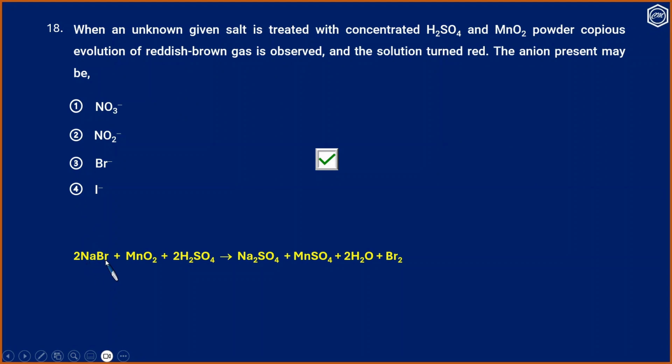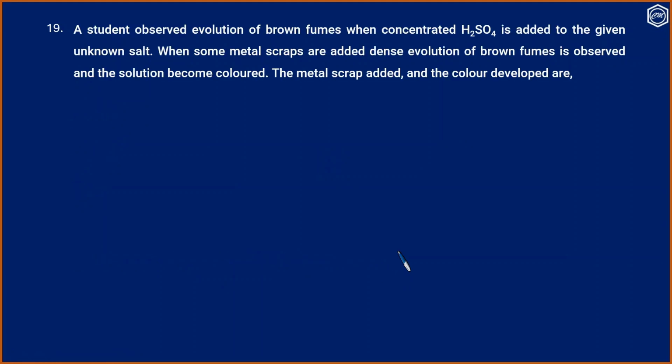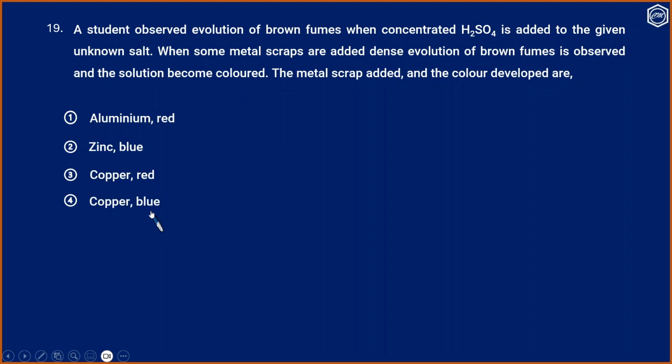For example, sodium bromide in presence of manganese dioxide and concentrated sulfuric acid produces bromine gas. Question 19. A student observed evolution of brown fumes when concentrated sulfuric acid is added to the given unknown salt. When some metal scraps are added, dense evolution of brown fumes is observed and the solution becomes colored. The metal scrap added and the color developed are 1. Aluminium and color red, zinc blue, copper red, copper blue.